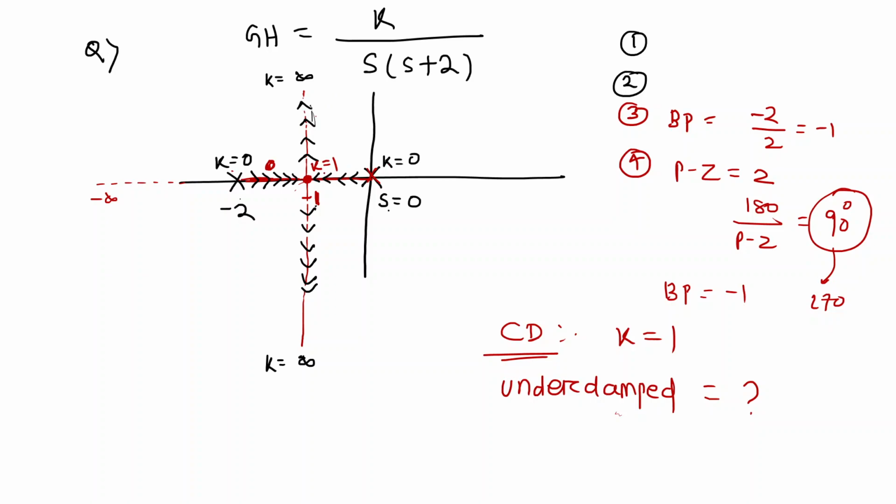So now you tell me, from K equal to 1 to infinity, if I put K equal to 1 to infinity, then my poles will be imaginary, so it will be underdamped. Are you getting my points here? Yes, sir. Did you understand the question?